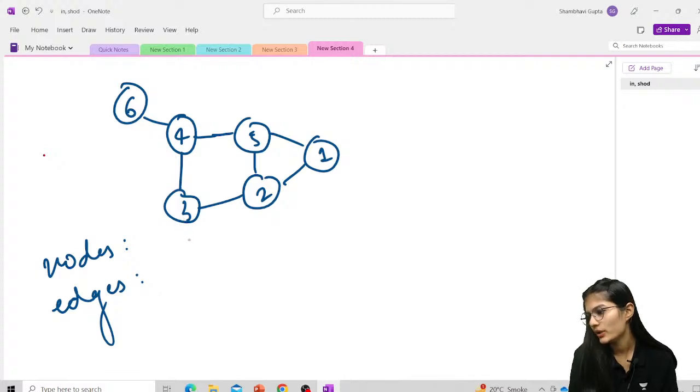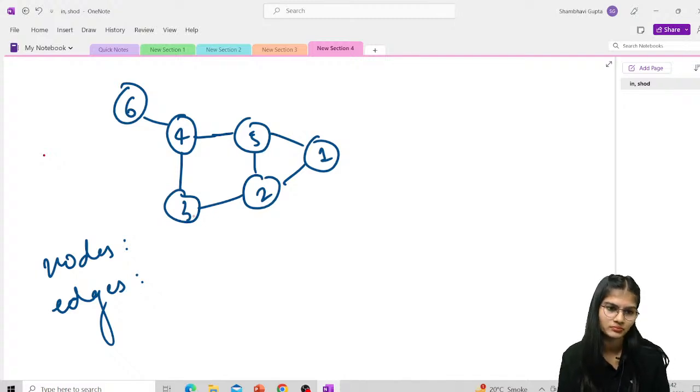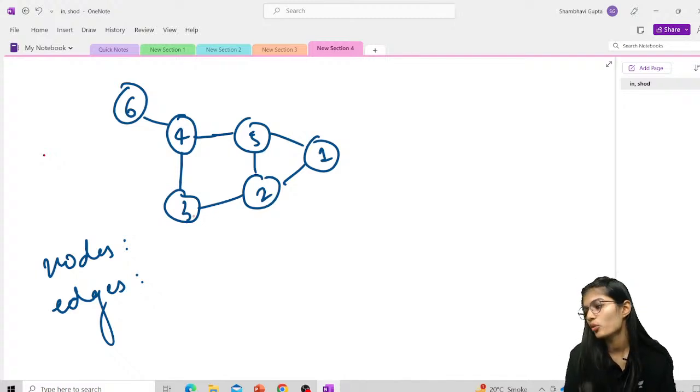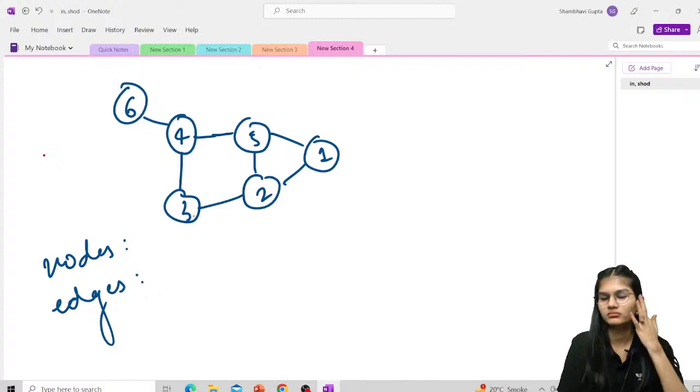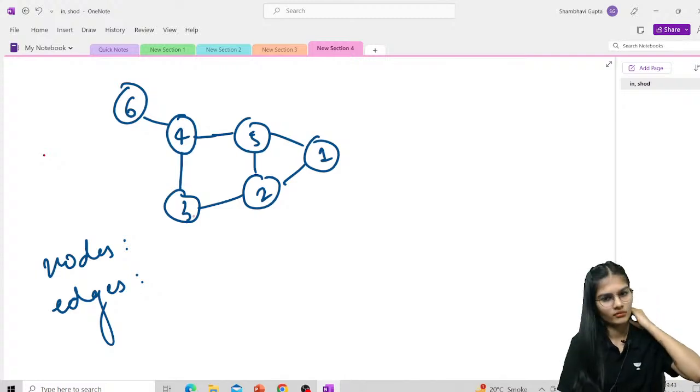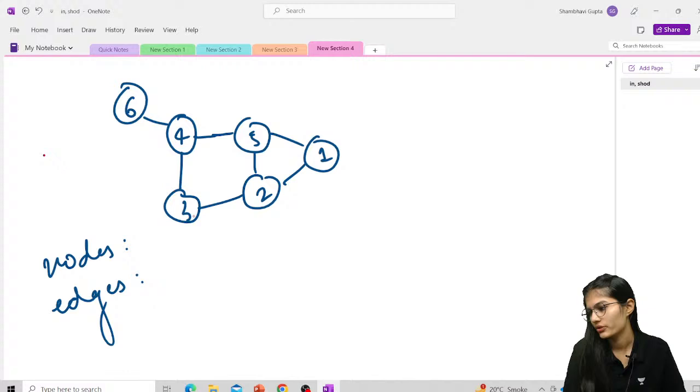Rest, be quick in answering. I want everyone's answer this time. Then only I'm going to let you know the correct answer. What are the total number of nodes and total number of edges in this graph? How many edges and how many nodes? Be very clear while answering. Be very specific while answering.